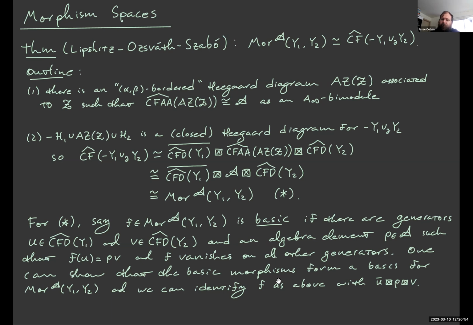And one can show that the basic morphisms actually form a basis for the morphism space, hence the name. And this particular morphism, f, that's determined by f of U equals rho V, we can just identify this with U bar tensor rho, tensor v, and u bar here is the dual basis element.